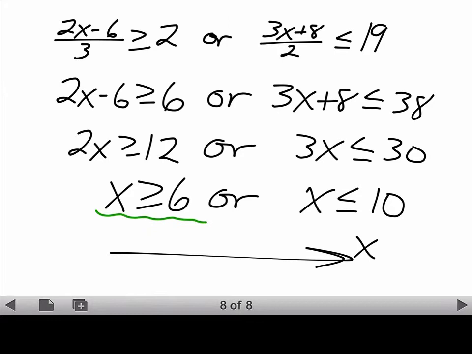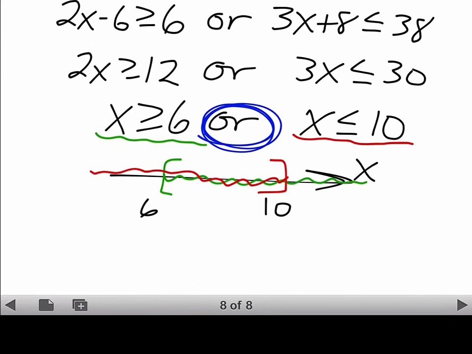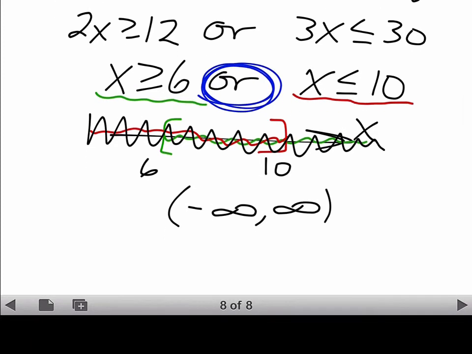For x is greater than or equal to 6, I have a square bracket at 6, opening to the right, shading to the right. And for x is less than or equal to 10, I have a square bracket at 10, opening to the left, with shading to the left. And remember, this was or. Or means anything that's shaded. Since we can see the entire number line is shaded in this case, our interval notation is negative infinity to infinity, which we can also represent using Blackboard Bold R.